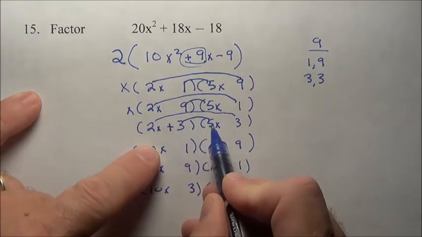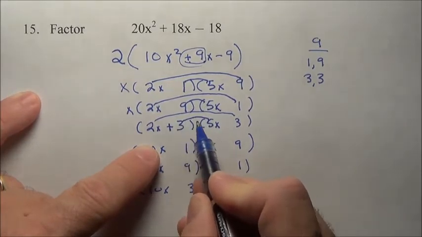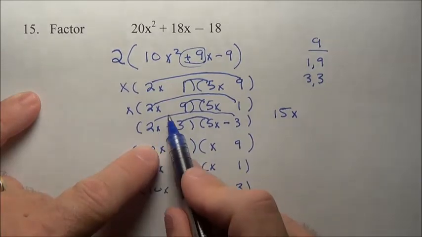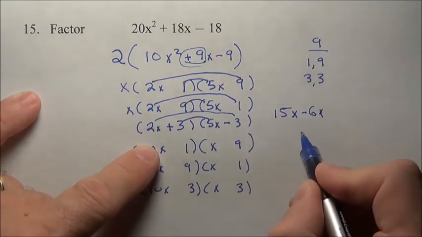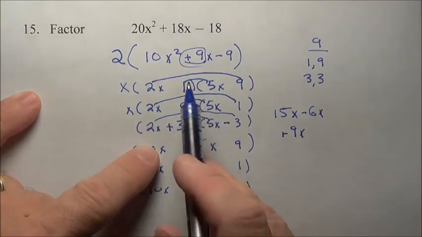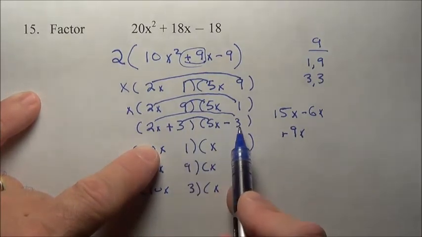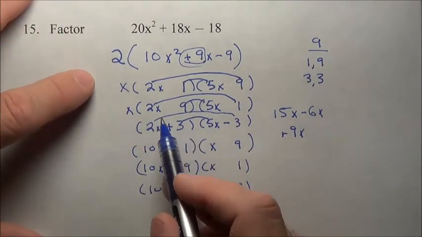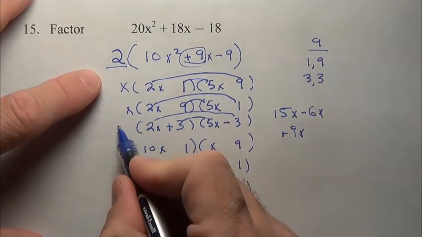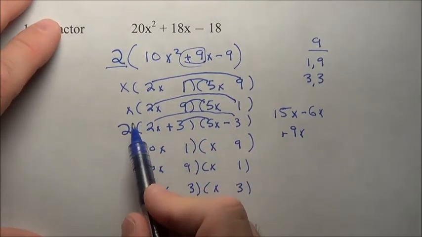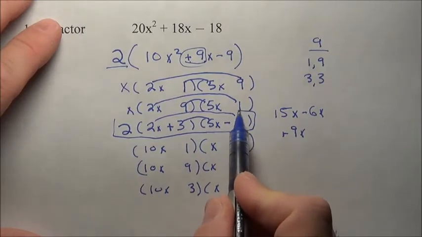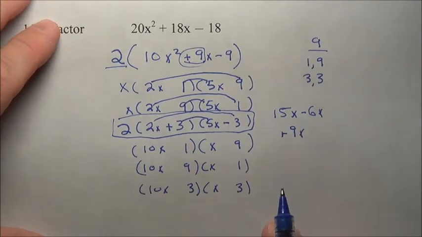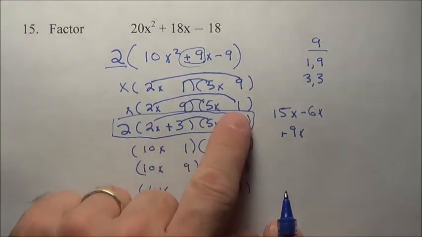That's going to be positive 3 times positive 5x is positive 15x. And if I put the subtraction sign here, 2x times that will be minus 6x, which creates the positive 9x we wanted. And the 3 and the negative 3 creates the negative 9. Now you can't just say, oh, there's my answer, because really there was a 2 out in front of all this. So the final answer is a 2 times the sum of 2x and 3 times the difference of 5x and 3. So right there is your solution.